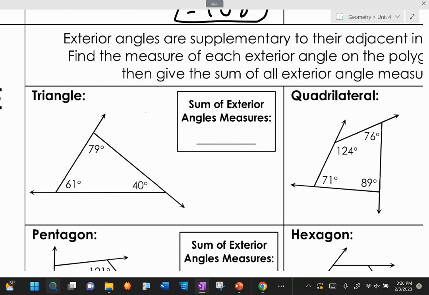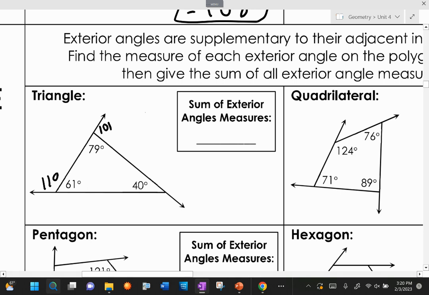So what is the exterior angle for this one right here? What is the exterior angle? It has to add up to be what? 180. Exterior is on the outside. What about for this angle?